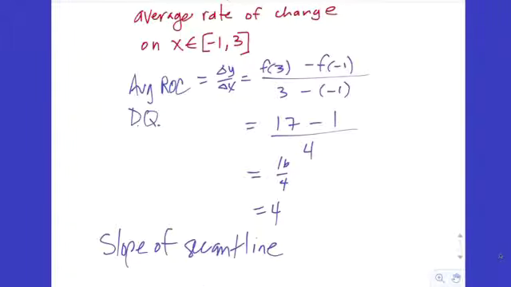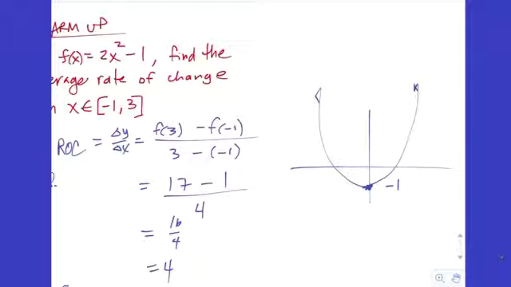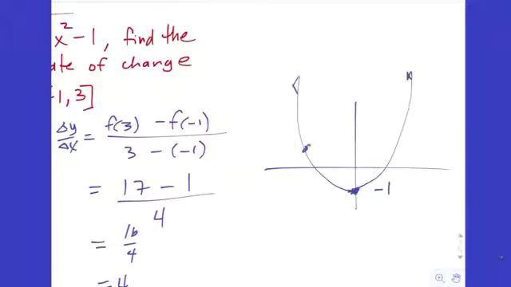So if you want to see graphically what it is that we did, 2x squared minus 1, that's one that you all should be able to sketch. There's -1. It looks like that, looks like that. And we're going from -1, which we plugged in to get y value of 1, to 3, which would be something like that. And what we just found is the slope of that line right there.